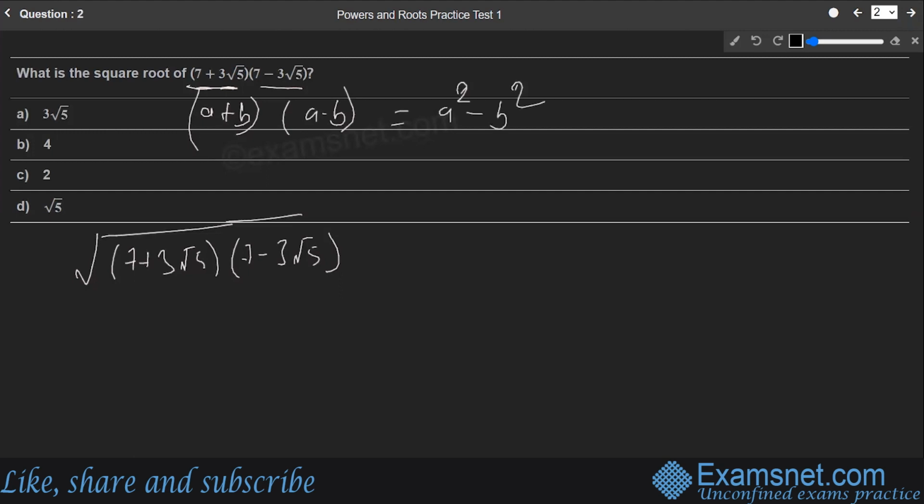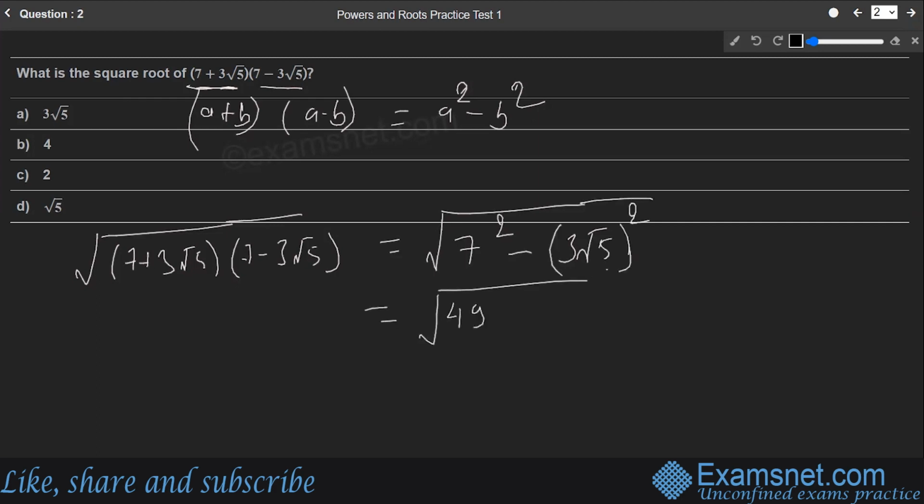So using this formula, we can treat the question like a plus b, 7 plus 3 root 5, into a minus b, 7 minus 3 root 5, which is going to be a square minus b square. That is 7 square minus (3 root 5) whole square. If we solve it, this comes out to be 49 minus 9 times 5, which is 45. That is the square root of 4, which is nothing but 2. So ultimately the square root of the given expression is just 2, which is available in option C, the right answer.